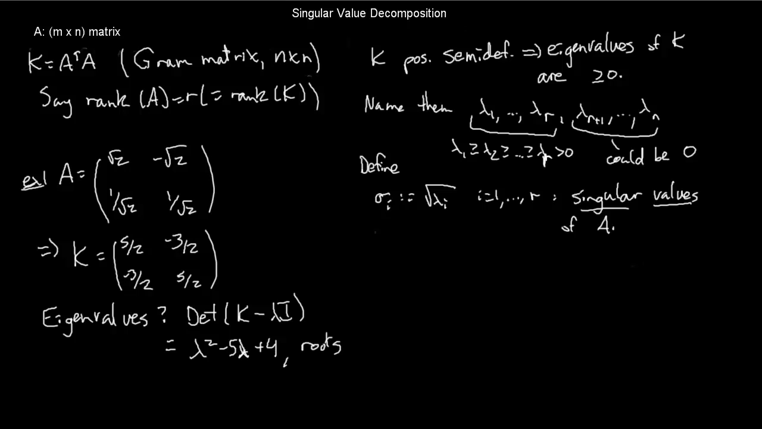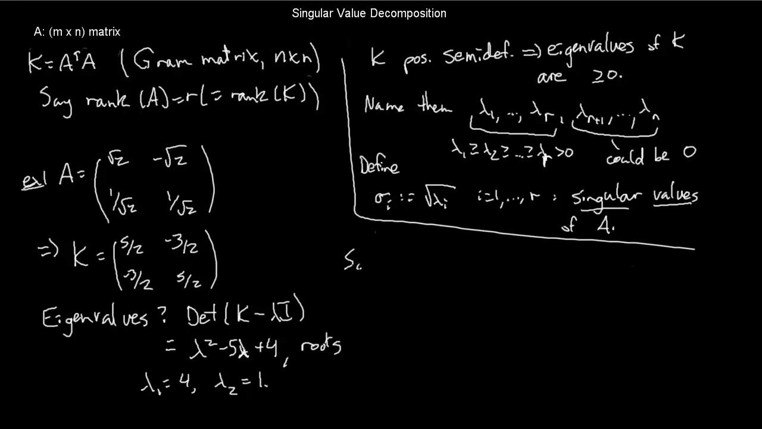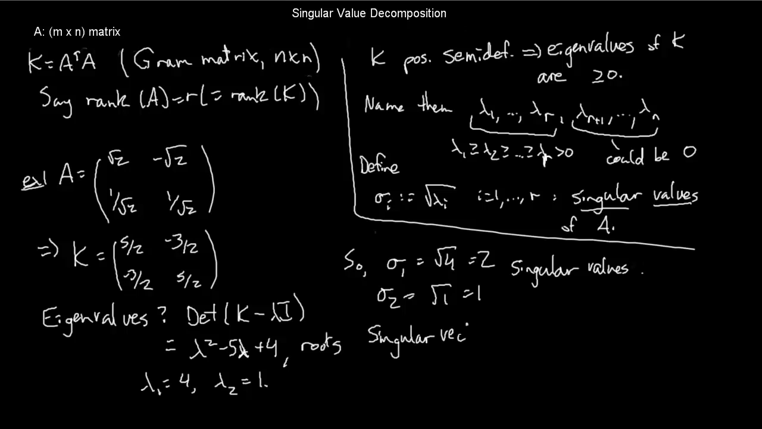Its roots are 4 and 1. Lambda 1 is going to be 4, that's the biggest one, and lambda 2, the smaller one, is 1. What that means is that my sigma 1, the first singular value of A, is the square root of 4, that's 2. And sigma 2, the second singular value of A, is the square root of 1, or 1. So in addition to singular values, which I've just computed for A, I also want to compute singular vectors of A, which are just eigenvectors of K associated to these eigenvalues. My first singular vector for A will be the first eigenvector for K. And we're going to compute that on the next slide.